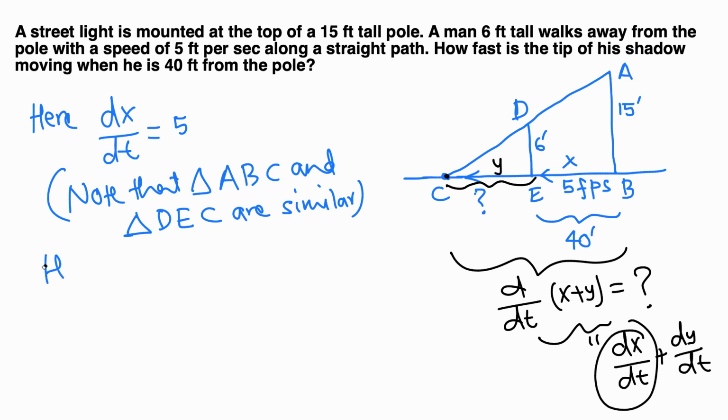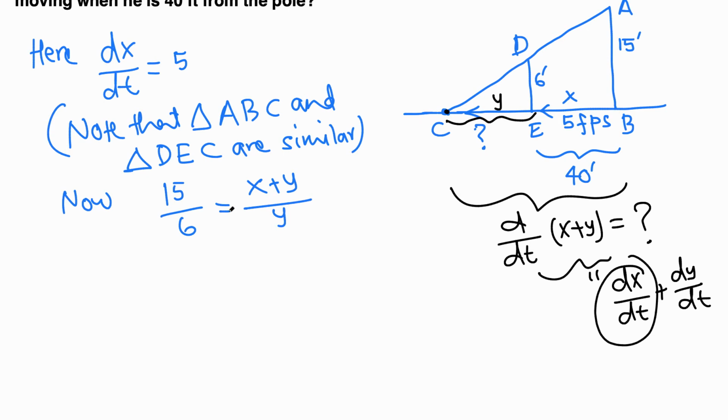So let me write now. 15/6 is equal to, for the bigger triangle, let's use this side. The whole thing is in fact x plus y. And the smaller triangle side is just y. So 15/6 is equal to x plus y over y. Now let's cross multiply here. So we can do 15y equals 6x plus 6y.